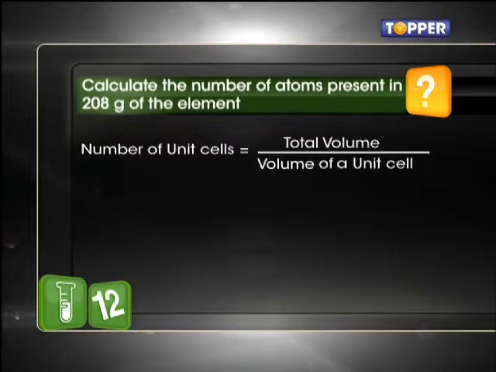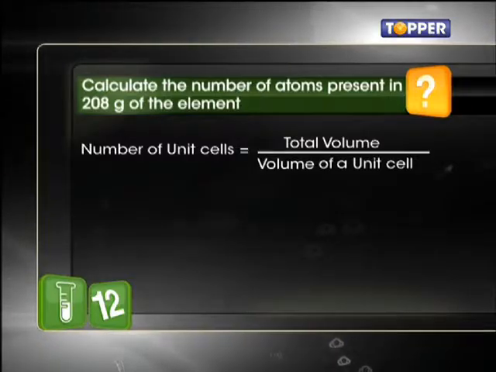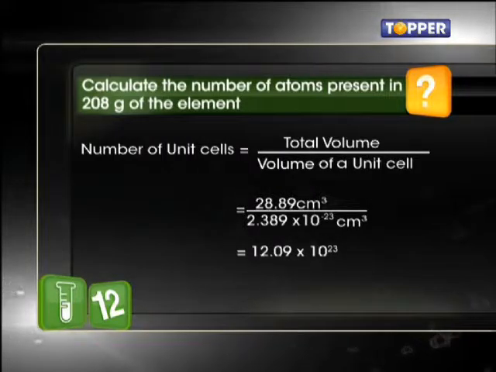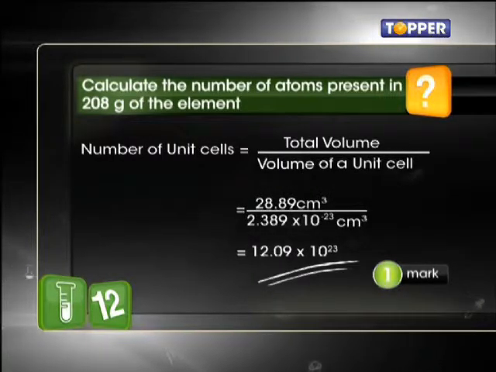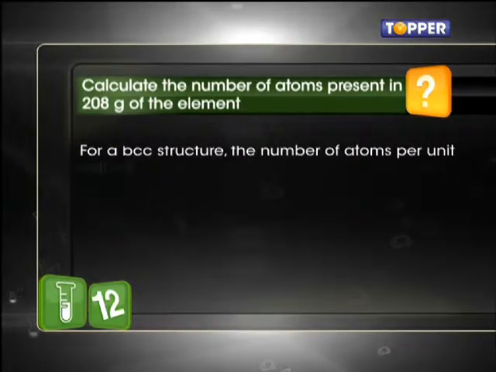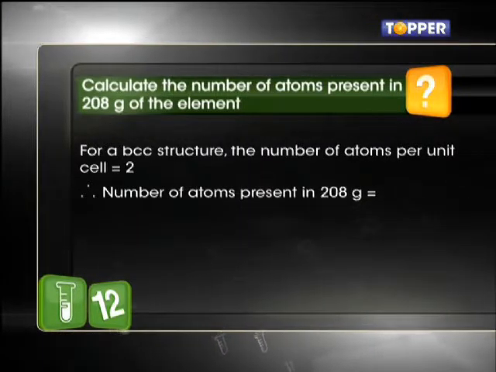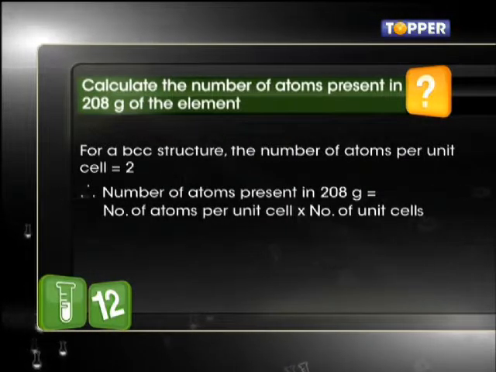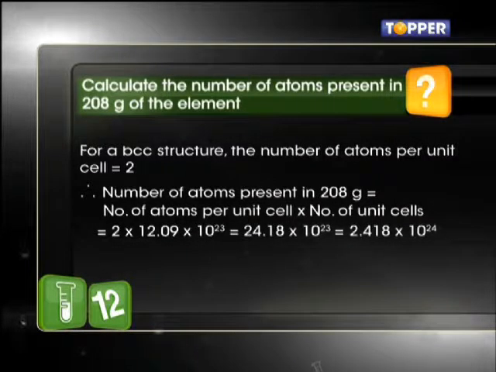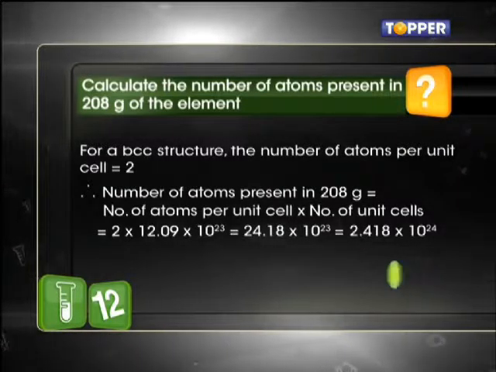In the third step, we will calculate the number of unit cells by dividing the total volume by the volume of one unit cell. This comes out to be 12.09 × 10^23. For a body-centered cubic structure, the number of atoms present per unit cell is equal to 2. So the number of atoms present in 208 grams is equal to the number of atoms per unit cell multiplied by the number of unit cells. This leads us to the answer, that is 2.418 × 10^24.